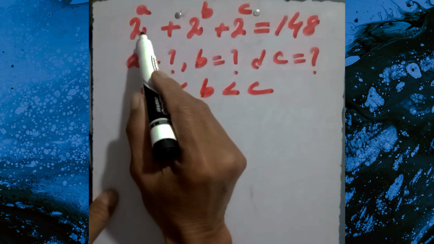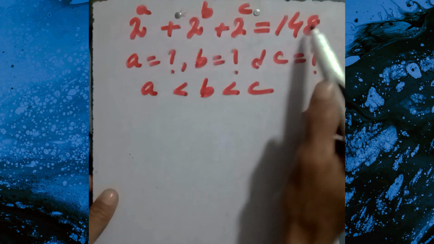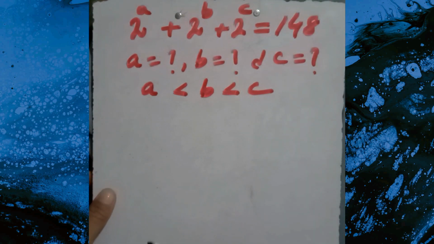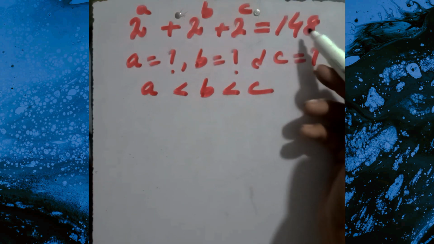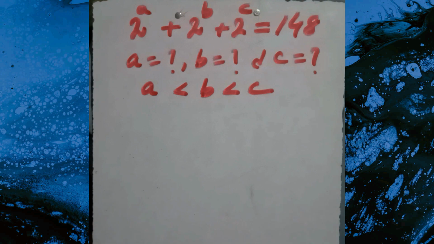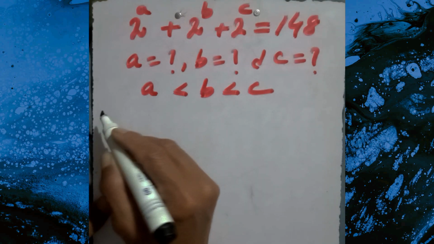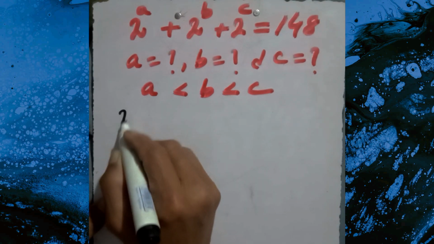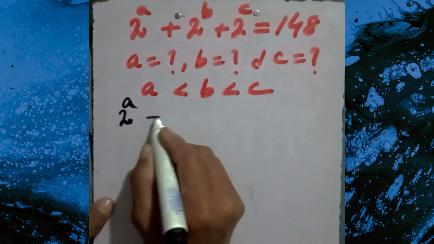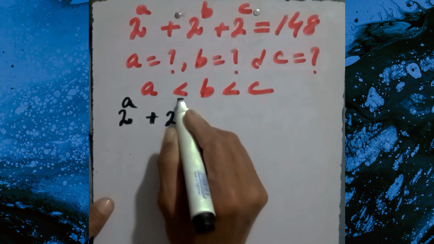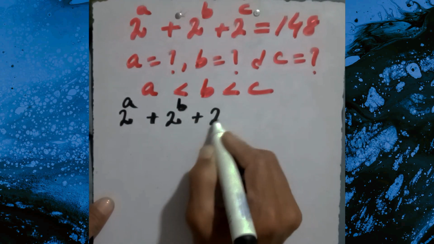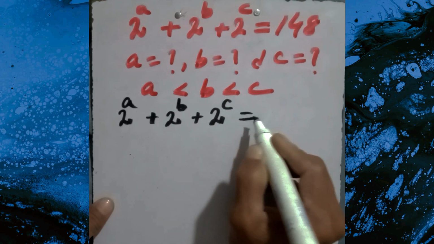Look here, the bases of these terms are the same. It means that on the right side, the base must also be 2. So first of all, we factorize 148 according to the factorization process. First we write the terms: 2 exponent a plus 2 exponent b plus 2 exponent c is equal to, we can write, 148.